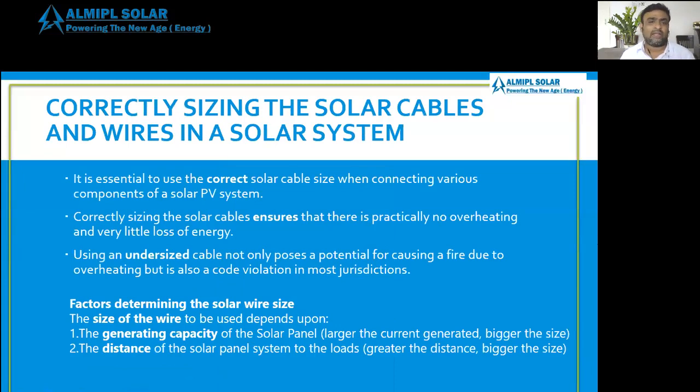Correctly sizing the solar cable and wire in a solar system is very, very important. It is essential to use the correct solar cable size when connecting various components of a solar PV system. Correctly sized solar cable ensures that there is practically no overheating and very little loss of energy. So we need to connect based on the load of the power. We need to use the cables accordingly. Using an undersized cable not only causes the potential of a fire due to overheating, but it is also a code violation in most jurisdictions.